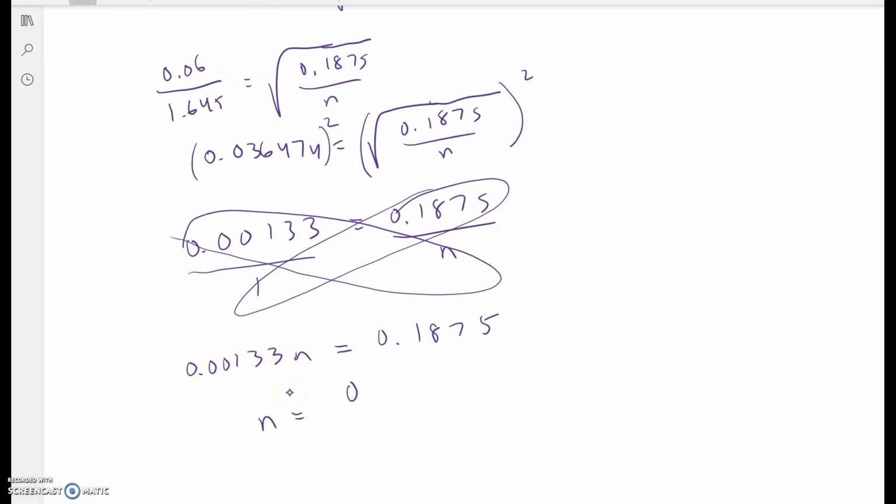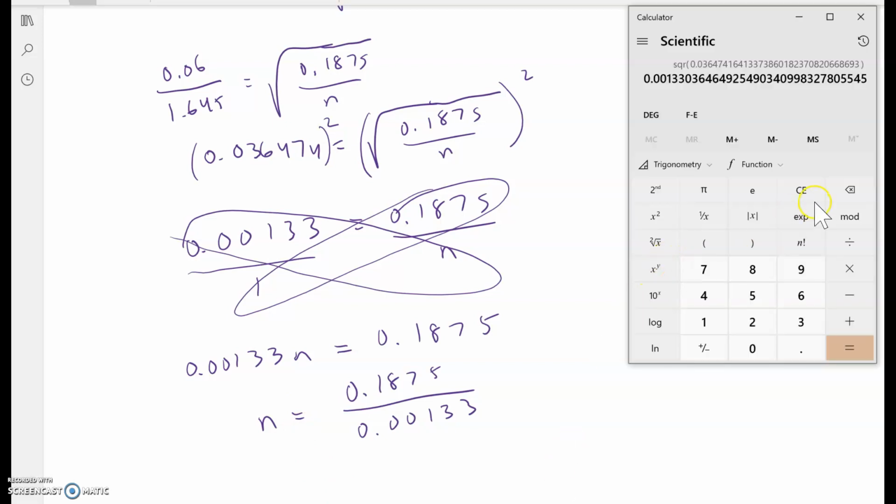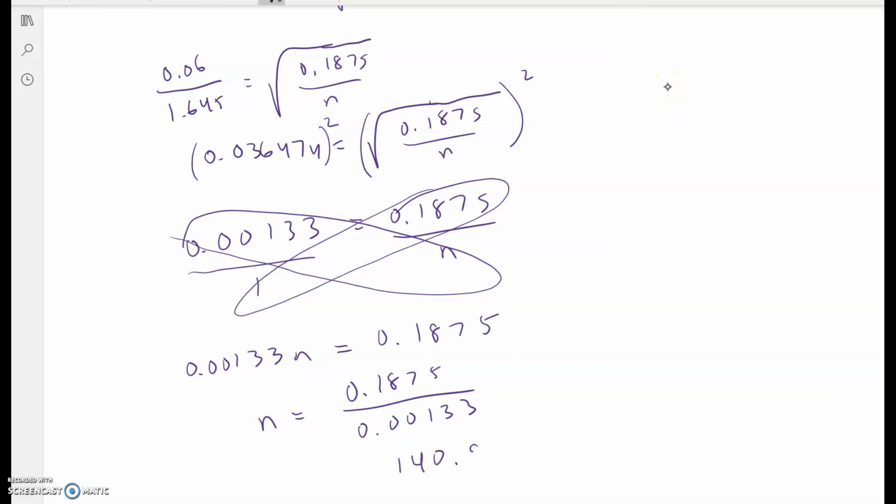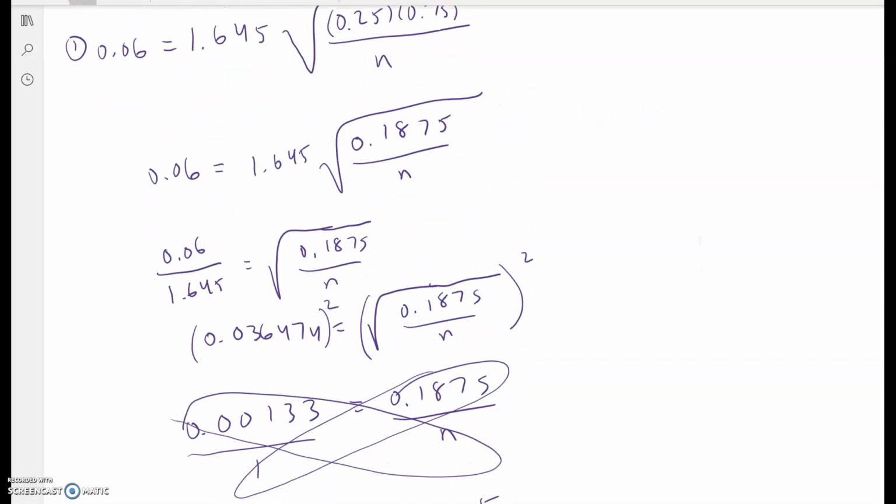So n is 0.1875 divided by 0.00133. Okay, let's get the calculator out one more time. So 0.1875 divided by 0.00133 equals, all right, 140.977. And so that's step 2. All that is step 2.